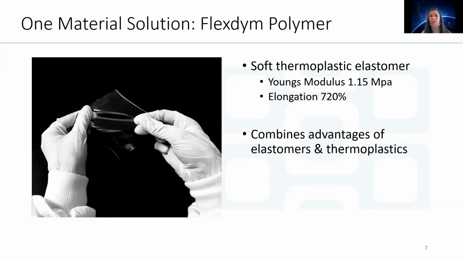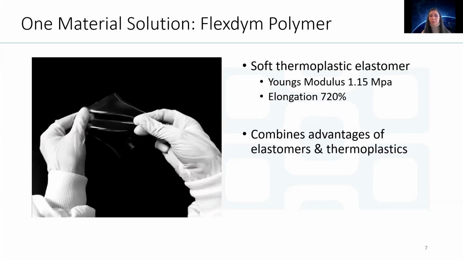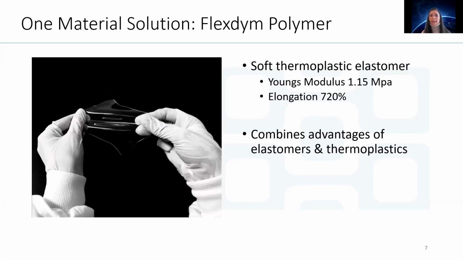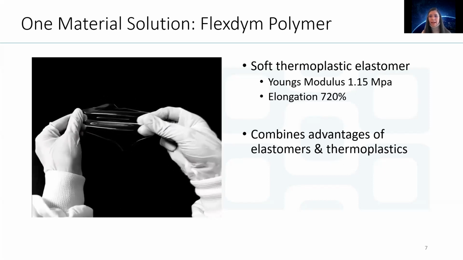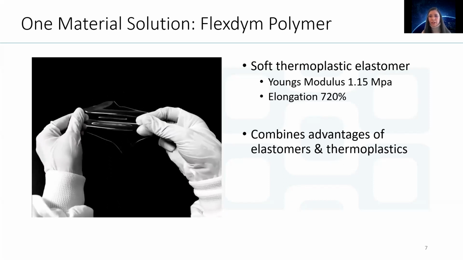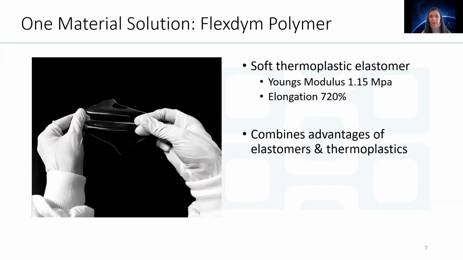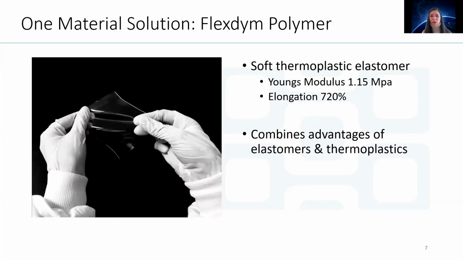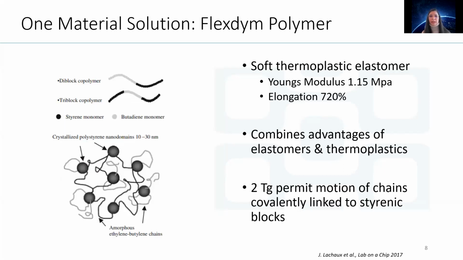So Flexdym is a soft thermoplastic elastomer, which combines the best of elastomers like PDMS and thermoplastics like COC and polystyrene. It has a Young's modulus of 1.15 megapascal, which is in the range of PDMS, and an elongation of 720%. And this is all thanks to its block copolymer nature. So Flexdym is composed of diblocks and triblocks made of styrene hard blocks and ethylene butylene soft blocks.